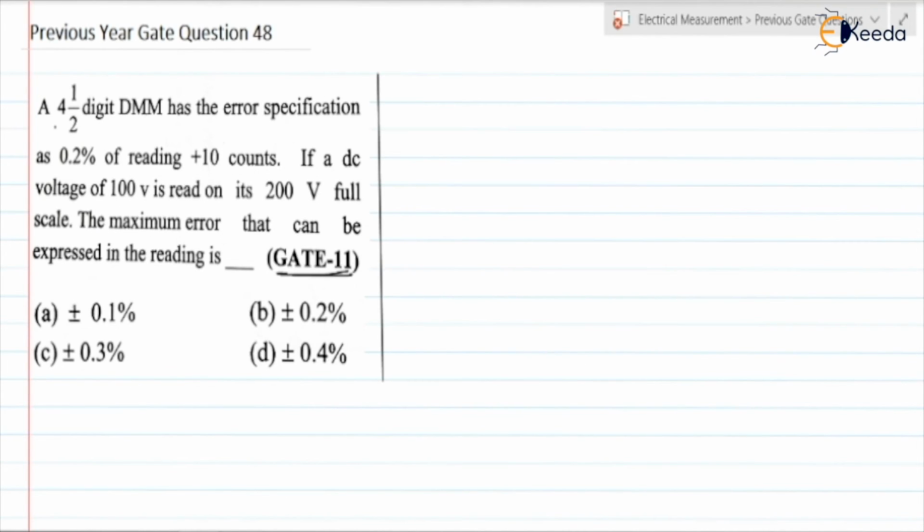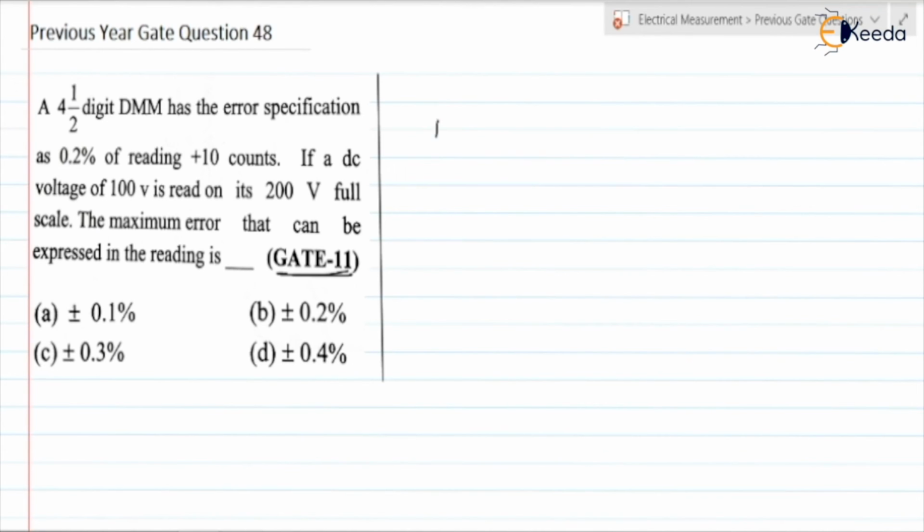Previous year GATE question number 48. Let us read the question. A 4.5 digit digital multimeter has the error specification as 0.2% of reading plus 10 counts. If a DC voltage of 100 volt is read on its 200 volt full scale, the maximum error that can be expressed in the reading is, and they have given the 4 options. We already discussed this type of questions.